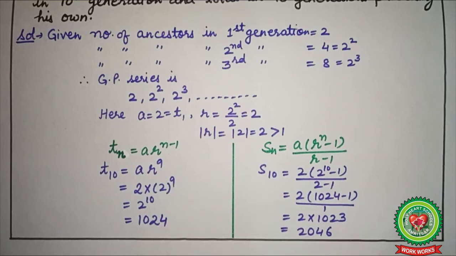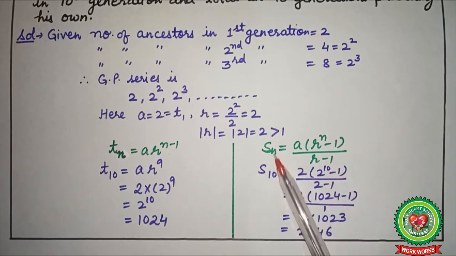Now the second part is there, we have to find the total number of ancestors in 10 generations. So we will find the sum. Here R is greater than 1, so we will apply the formula Sn is equal to A multiplied by R raised to power n minus 1 upon R minus 1.